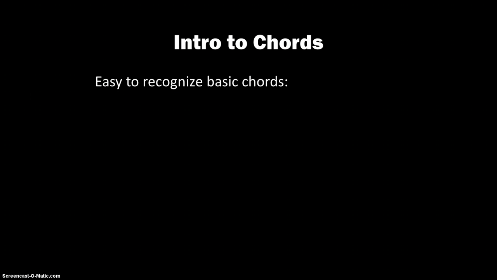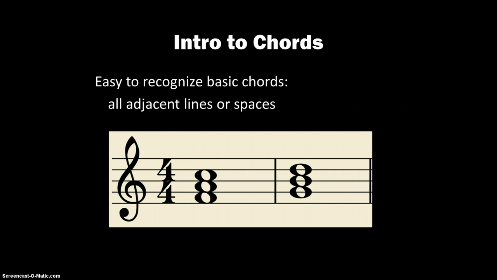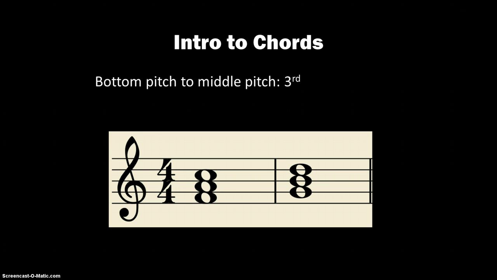So it's very easy to recognize a basic block chord. They're either going to be all adjacent lines or spaces, because it's going to be every third note involving three pitches. So here are two examples. We've got on the left side F, A, and C, all on the spaces, three notes stacked up like that. And then on the right side we've got G, B, and D. So those two are basic chords, basic triads.